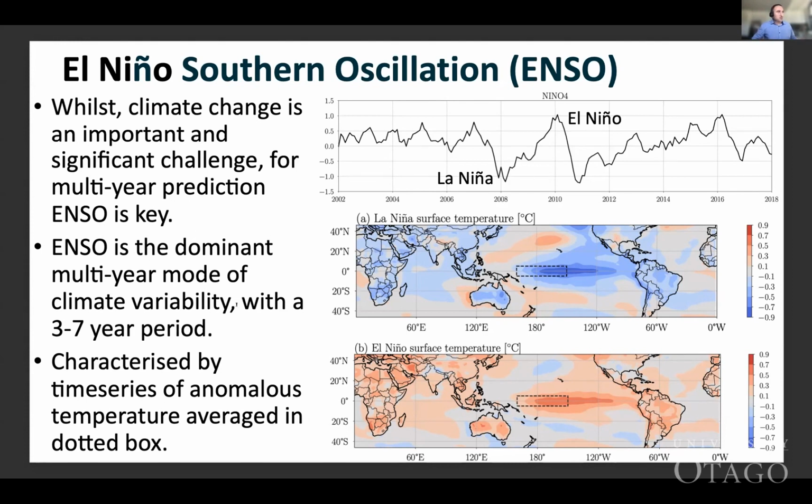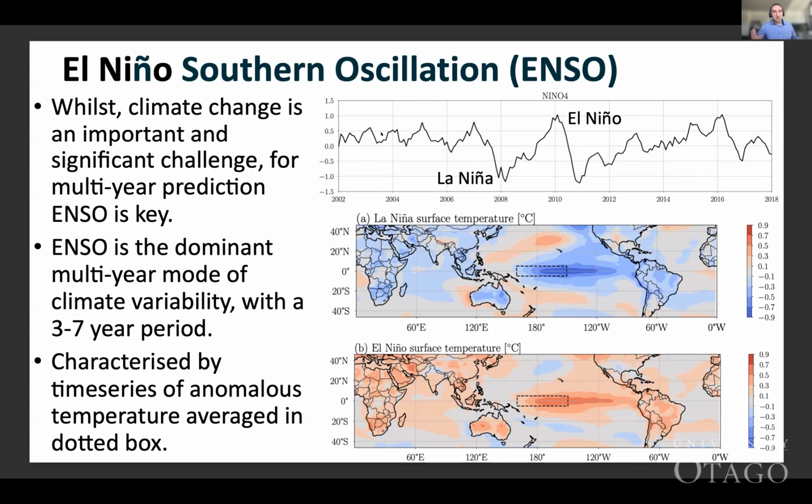It's characterized by the anomalous temperature averaged within this dotted box. There's a whole bunch of different time series that you can use to quantify the ENSO cycle, many of them just drawing this box in a different area of the Pacific. But for this particular one, this is called the Nino 4 index, and this is what the time series of the Nino 4 index looks like from 2002 to 2018.